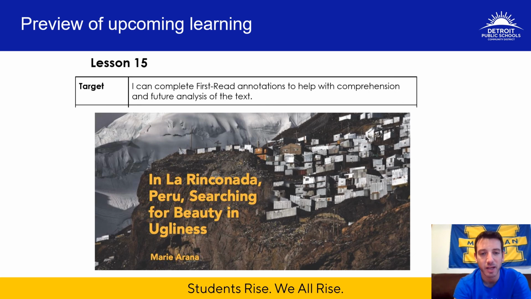And the name of the text you're reading is listed right here. It's In La Rinconada, Peru, Searching for Beauty and Ugliness by Marie Arana. And in my opinion, it's a really, really good text I think you'll find to be incredibly interesting and engaging. And next week, you're going to have Miss Novak as your teacher, so I hope you really enjoy that time with her.